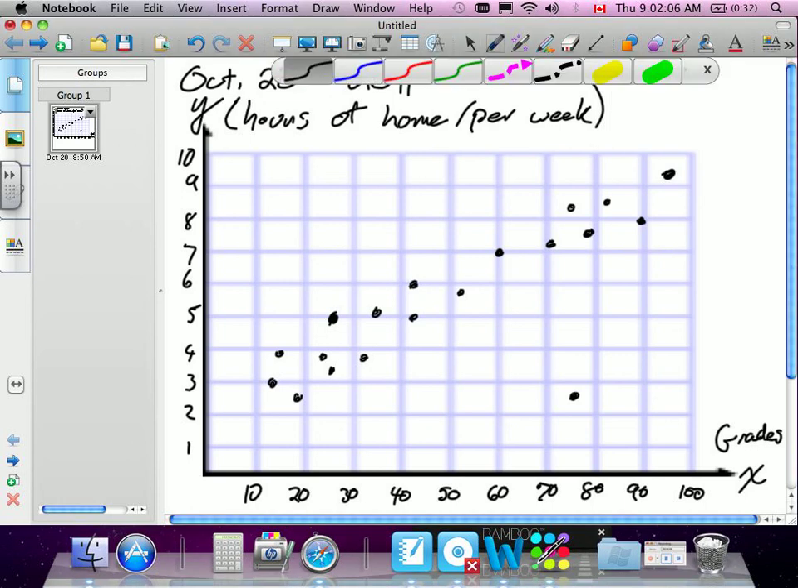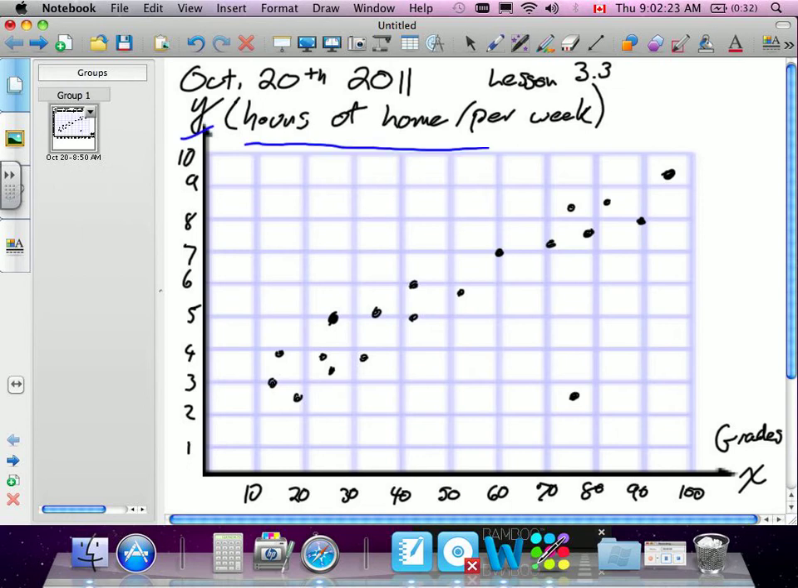Today's October 20th, 2011. We're going to go over line of best fit, which is lesson 3.3. Okay? So going over lesson 3.3. We have a graph here. The y-axis represents the hours of homework per week. So this would be 10 hours, 9, 8, all the way down to doing no homework per week.